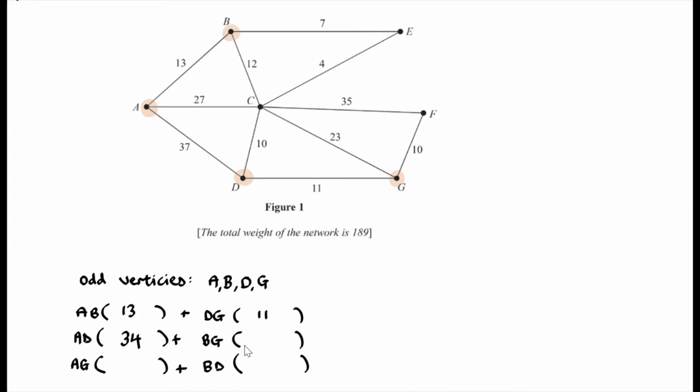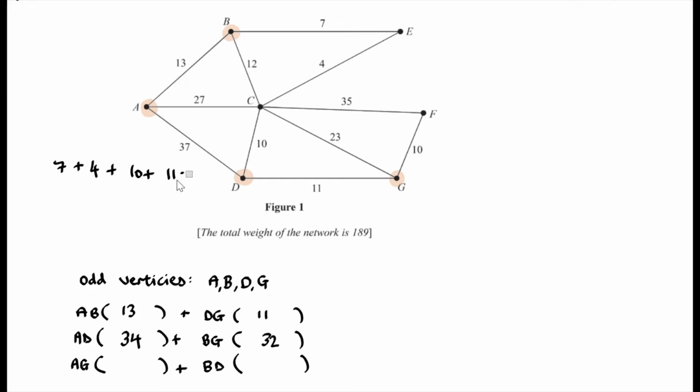In terms of BG, starting at B, finishing at G, the smallest way we can get there, well, we start at B, and then we can go B to E, that's 7, and then we can go E to C, that's 4, and then C to D, that's 10, and then D to G, that's 11. So working all this out, we get 32. So the smallest length from B to G, that's 32.